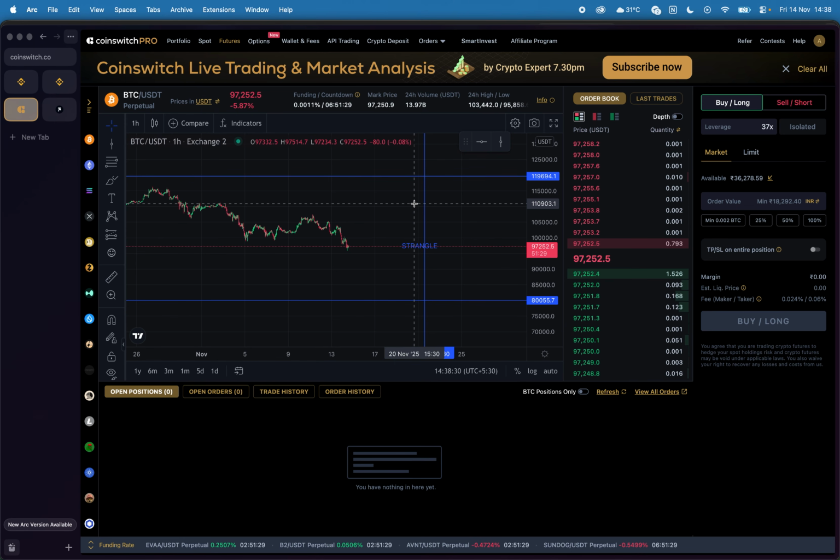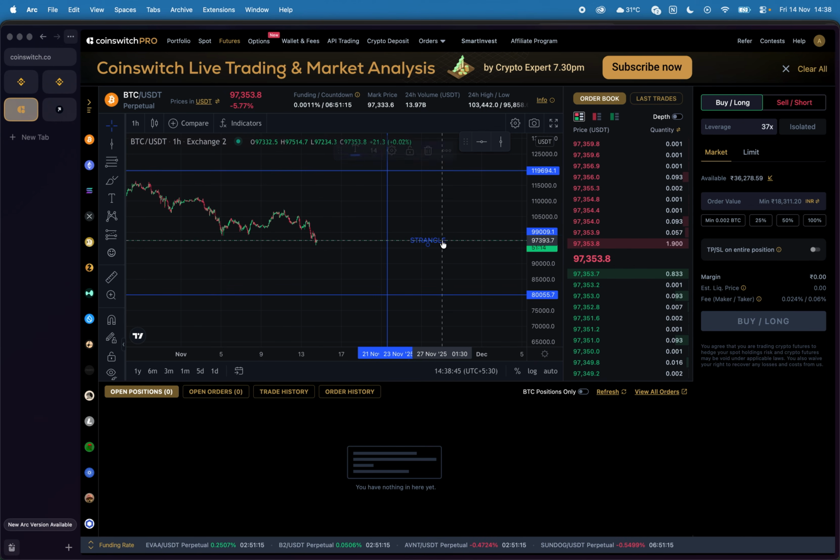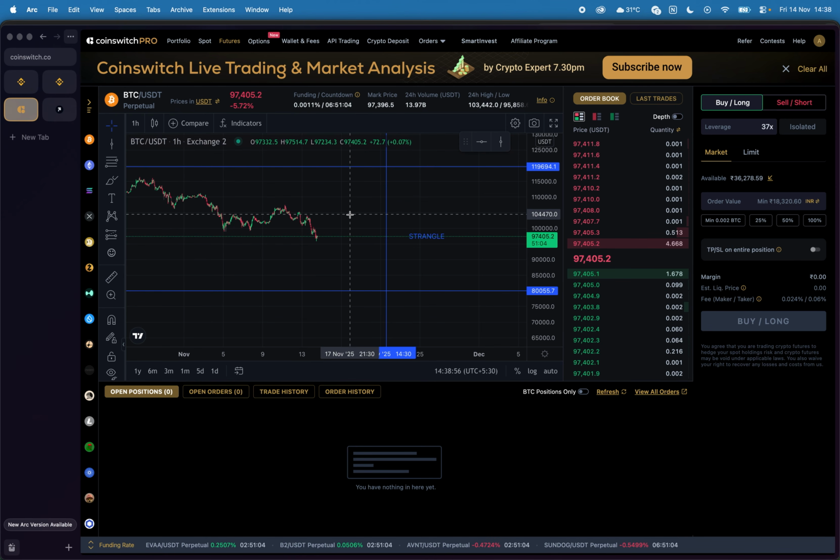A combination of this put and call is called a strangle. The advantage here is that the price can be anywhere between these two blue lines. Even if it does a gap up, a liquidity hunt or anything, it doesn't matter. As long as the price is below this blue line and above this blue line by 21st November, we will get profit. So this is how a strangle looks on the chart.